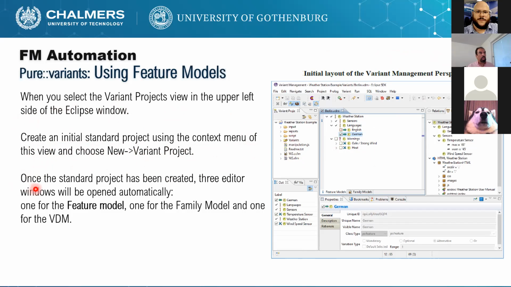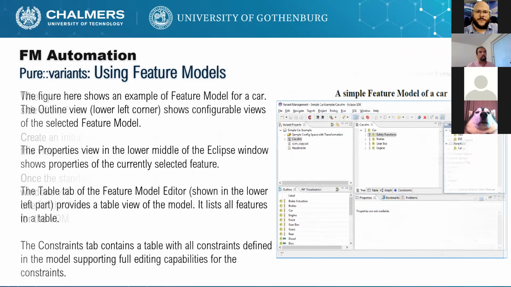And then, once this is established, you can start developing your feature model as it's seen here. In the following slide, we tell you what each window here means, and the properties view in the lower middle here of the Eclipse window shows properties of the current selected feature. So when you select a feature, you will get more information about it in this window.